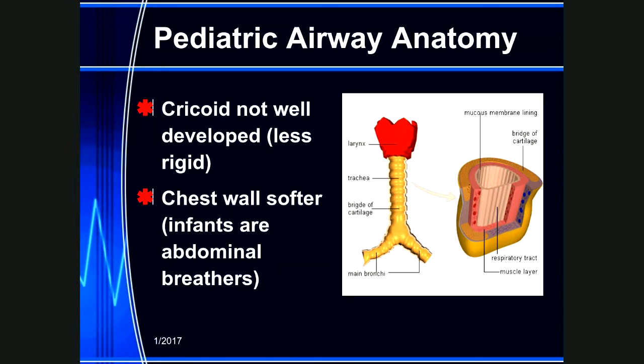Here we have a picture of the pediatric airway anatomy. Their cricoid cartilage is not well developed. It's less rigid. The chest wall is softer, and infants are abdominal breathers. They're known abdominal breathers. The chest walls are softer, and their breathing depends on the diaphragm, and this makes them known as belly breathers, because it makes it look like their belly's doing more breathing.